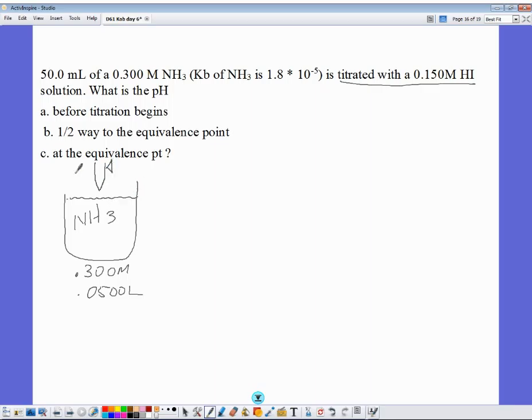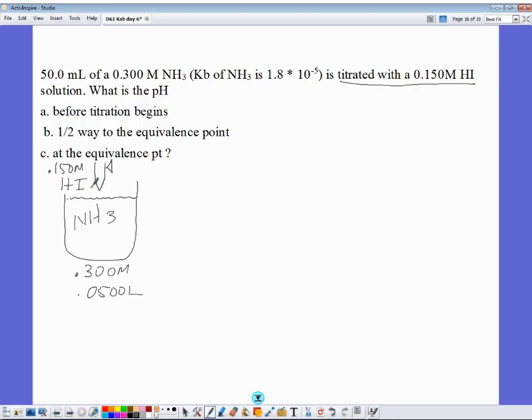There's my burette, and in my burette is a 0.15 molar HI. Half the molarity of HI that I have of NH3, agreed? Very important that you notice that. That means to get to the equivalence point, you need twice as much volume because the molarity is only half. If their molarities were the same, I would have to add in the same volume to be at what we call the equivalence point. Okay, so that's my picture.